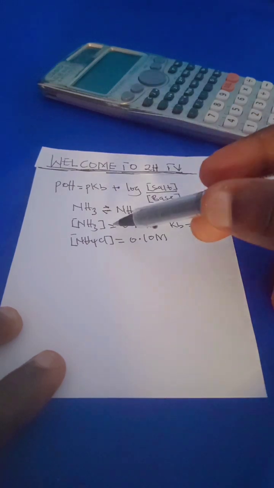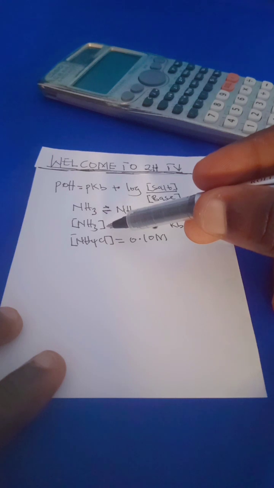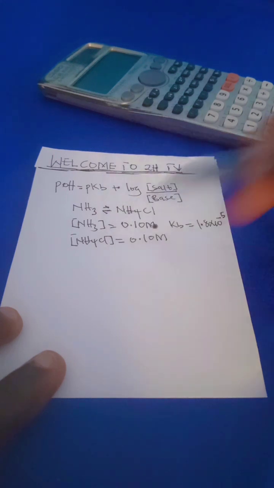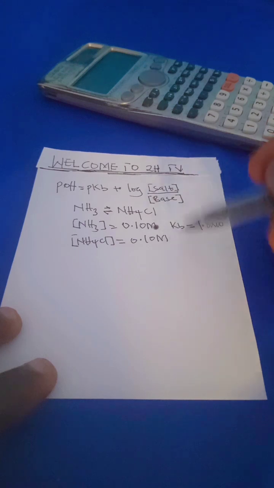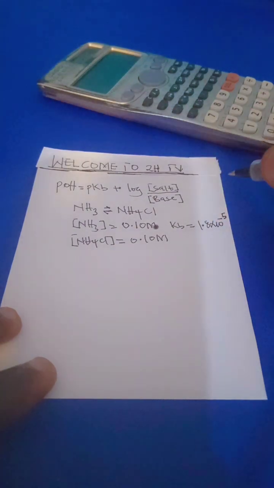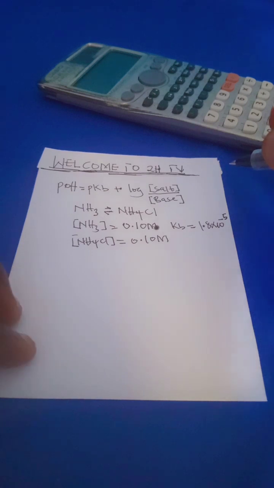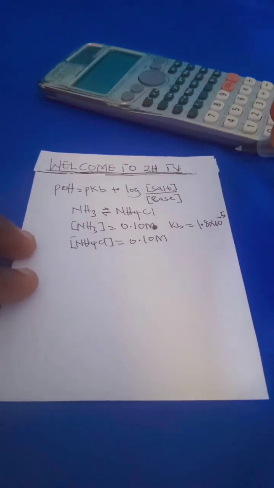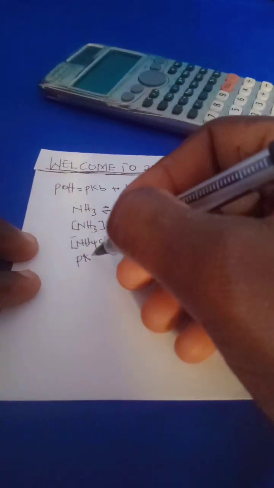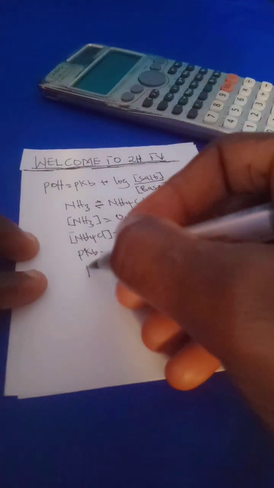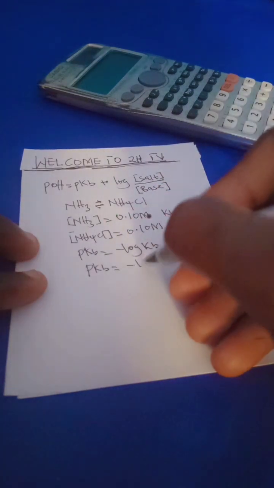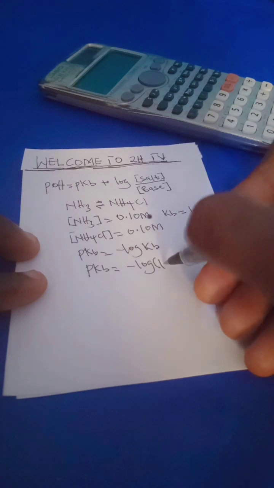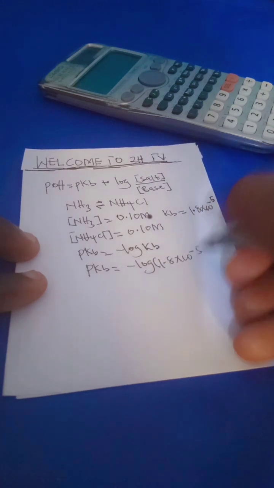So we know the concentration of the ammonia, the ammonium chloride. We know the Kb value, so we can quickly input that into the Henderson-Hasselbalch equation to get the pH of the base. Now note that pKb is equal to negative log of Kb. So we first find the value. So pKb will be equal to negative log of 1.8 times 10 negative 5.